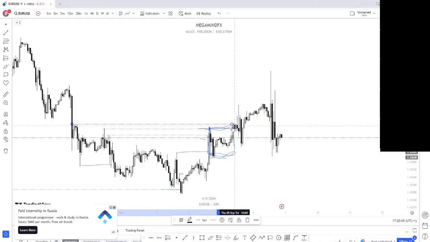The moment the sell failed to sell from here, then remember this zone is a higher time frame zone. In fact, it's a daily zone. I can show you guys that on the higher time frame. Let's mark that zone out.